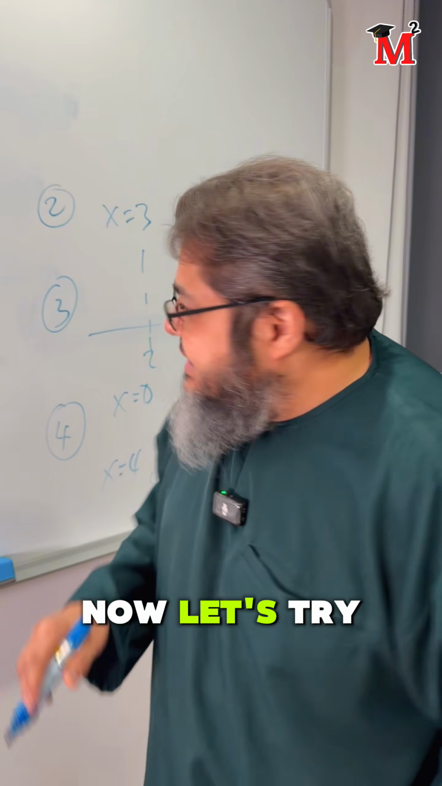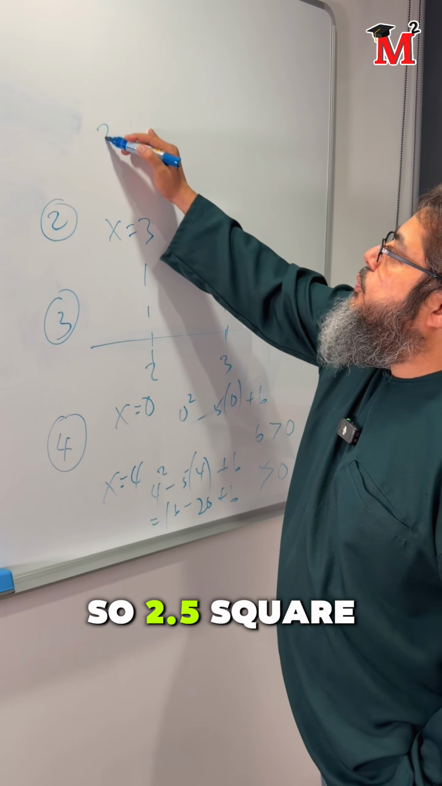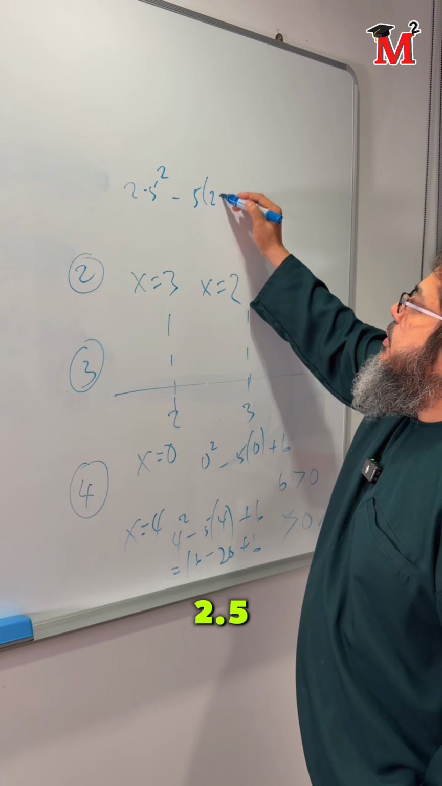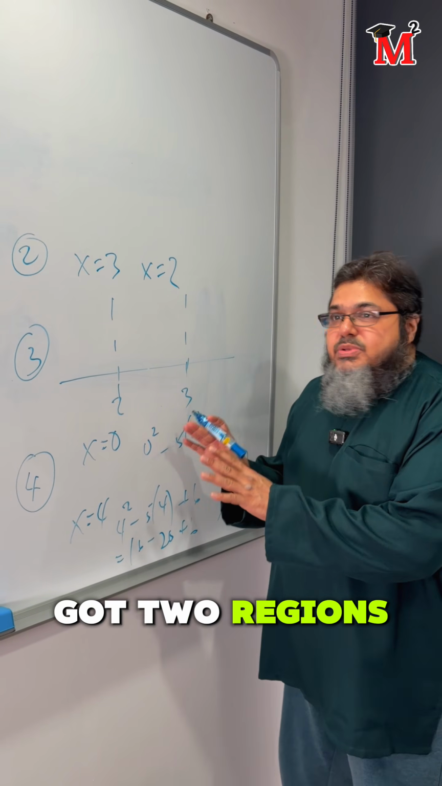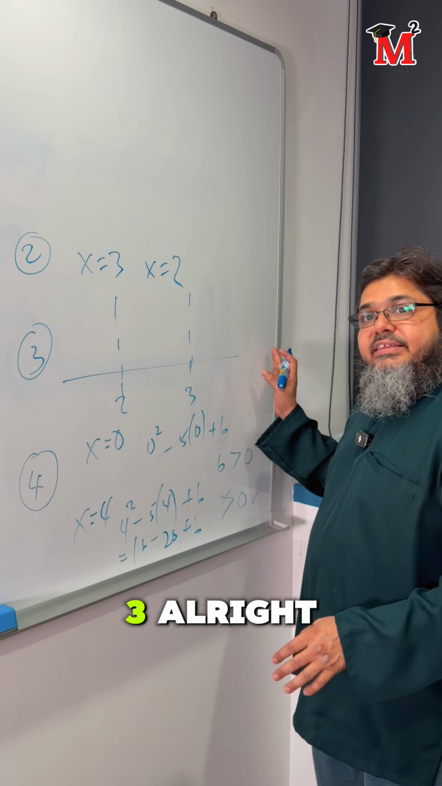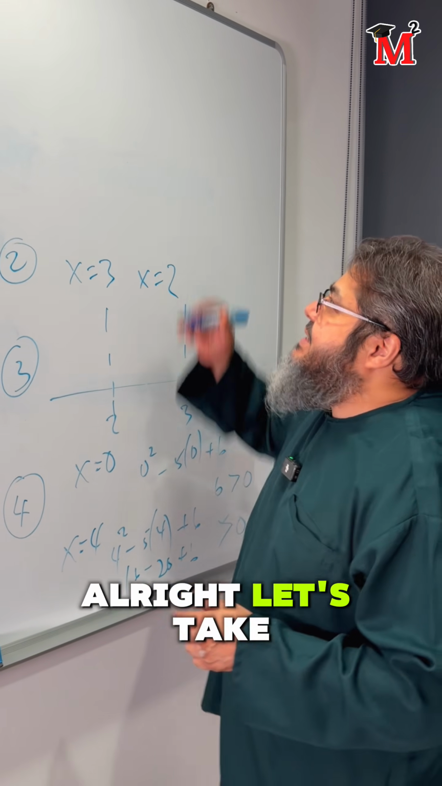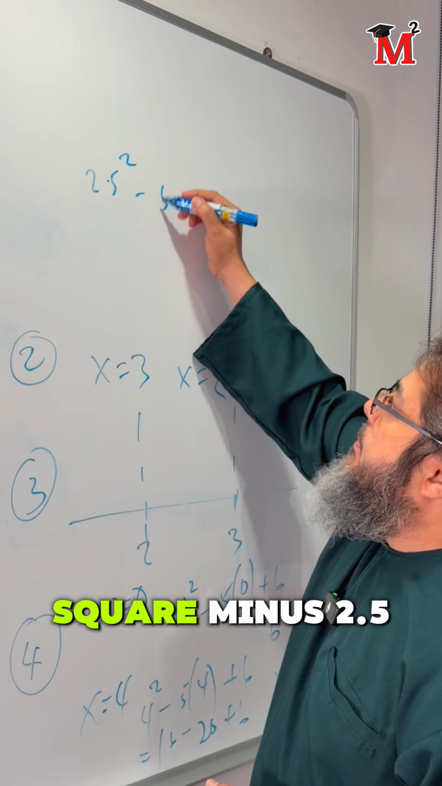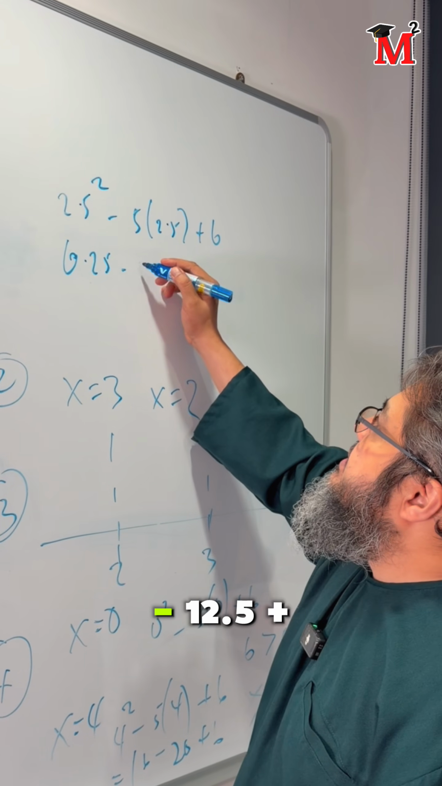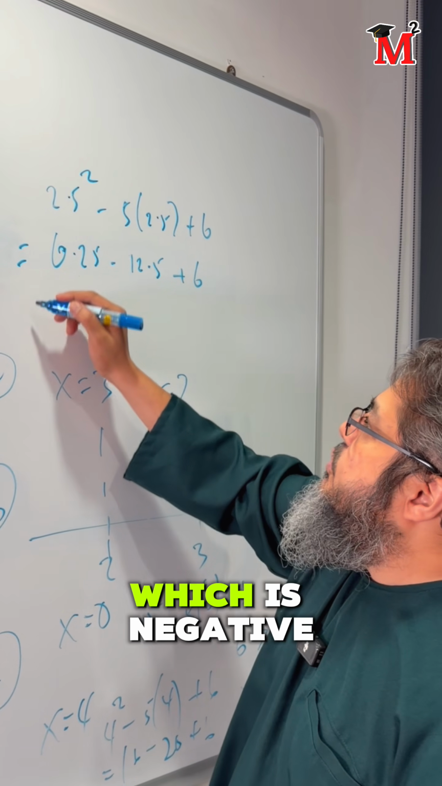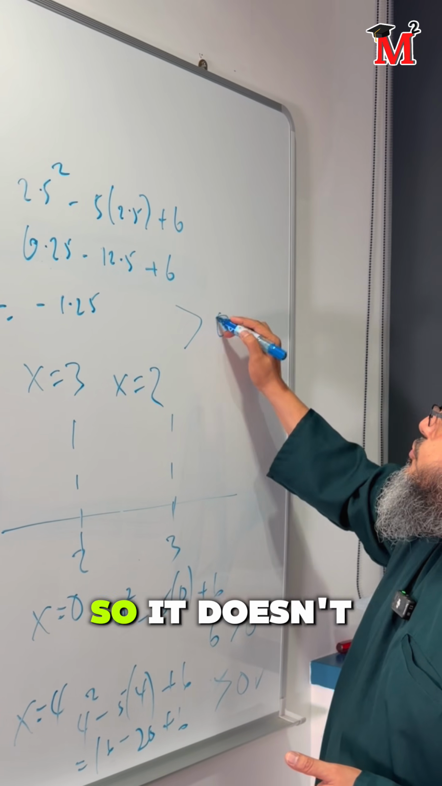Am I right? Now let's try something in between. Maybe 2.5. So you take 2.5 squared minus 5 times 2.5, plus 6. What do you get? I need a calculator. So we got 2 regions which satisfy. Anything lesser than 2, anything greater than 3. Now let's try a number between 2 and 3. Let's take 2.5. So 2.5 squared minus 5 times 2.5 plus 6. This will give you 6.25 minus 12.5 plus 6, which is negative 1.25, which is definitely not greater than 0. So it doesn't satisfy.